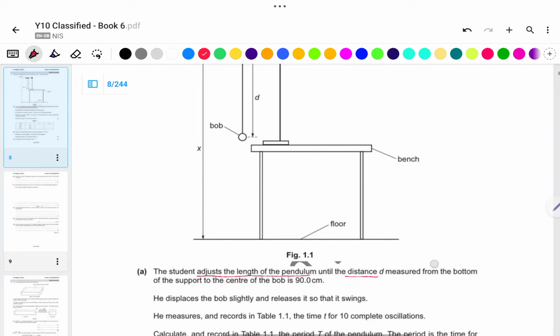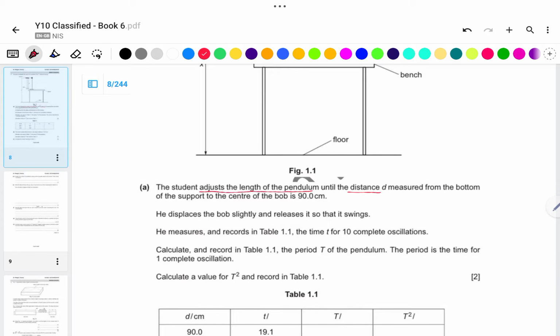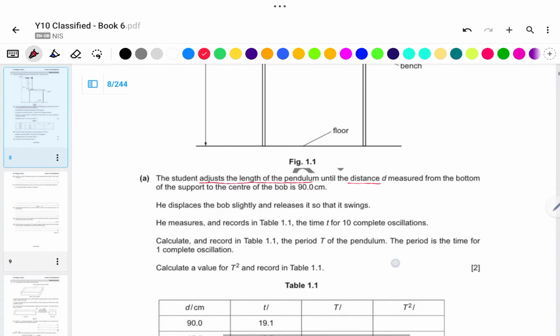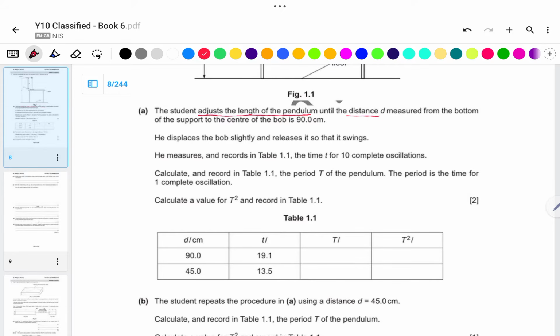Initially, d was 90. He displaces the bob slightly and releases it so that it swings. He measures and records in table 1.1 the time t for 10 complete oscillations. So t here is for 10 complete oscillations. Calculate and record in table 1.1 the period T of the pendulum. What does the capital T represent? The period is the time for one oscillation. Oh, that makes sense. Okay. And then calculate a value for T squared.